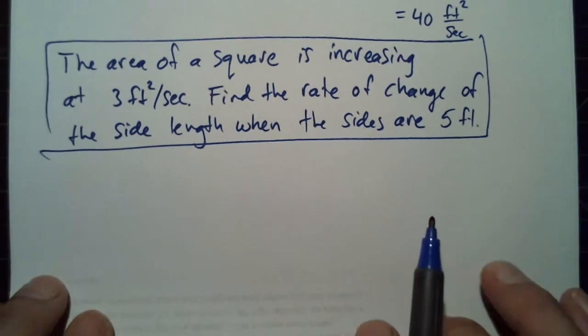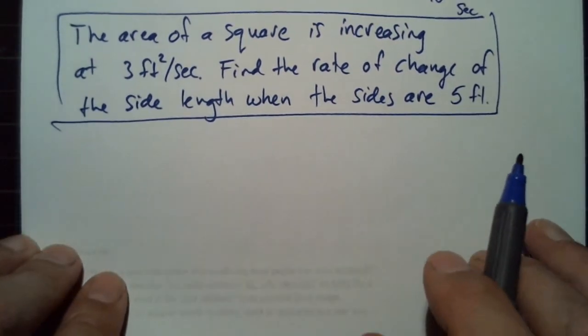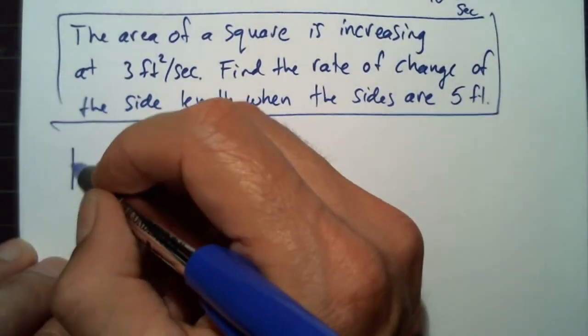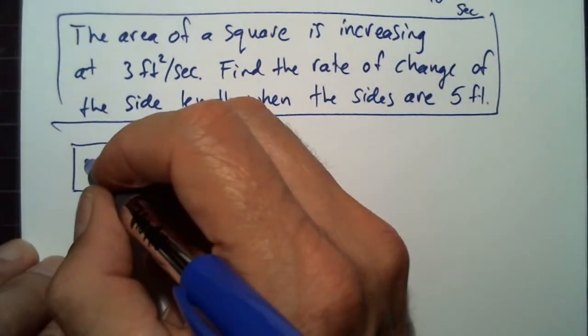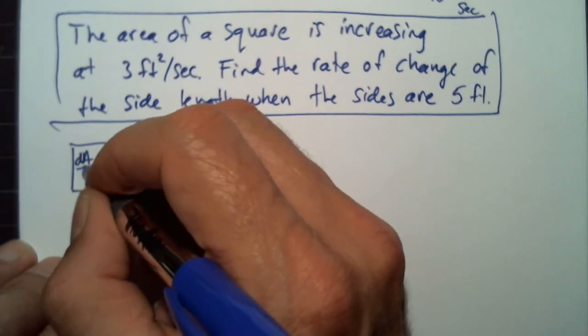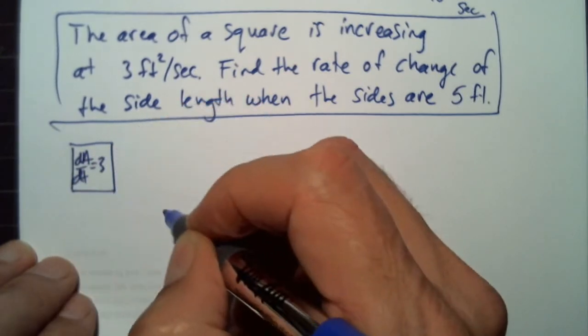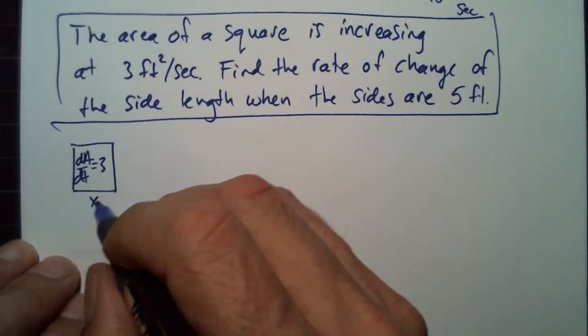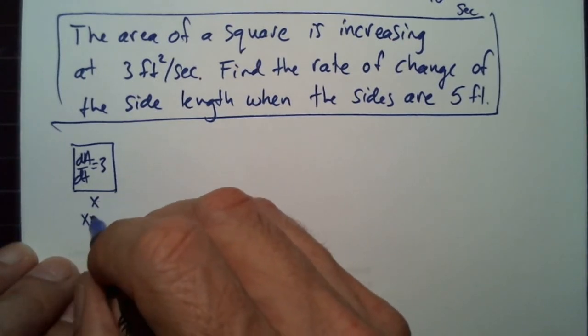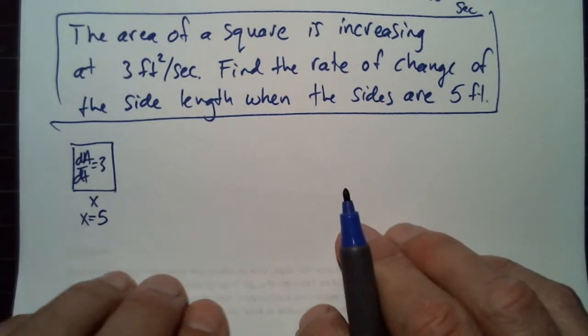Okay, pause the video and try that one. So now we have a square, and the rate of change of area is 3. We have side length x. We need to find the rate of change of the side length, and we know that x is going to be 5. So we have a sketch.